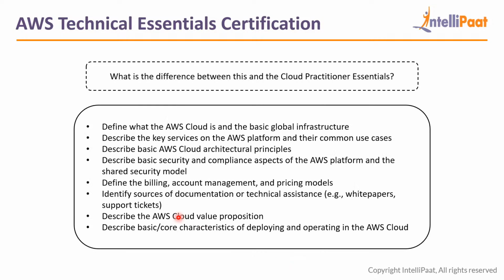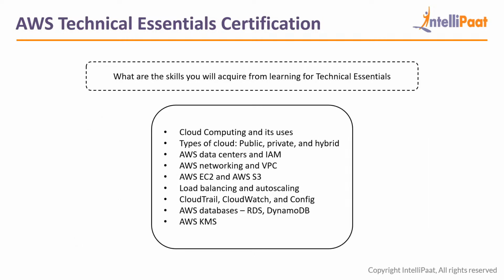Because over here you can see it starts off with define what AWS cloud is and basic global infrastructure, define the key services, describe basic AWS architectural principles, describe, define, identify, describe. You can see all the keywords here. It is define, describe, define, and identify. So basically it is theoretical. But if you come to technical essentials, they are directly providing you the service names, that is VPC, IAM, networking, EC2, or S3. So whatever it is.